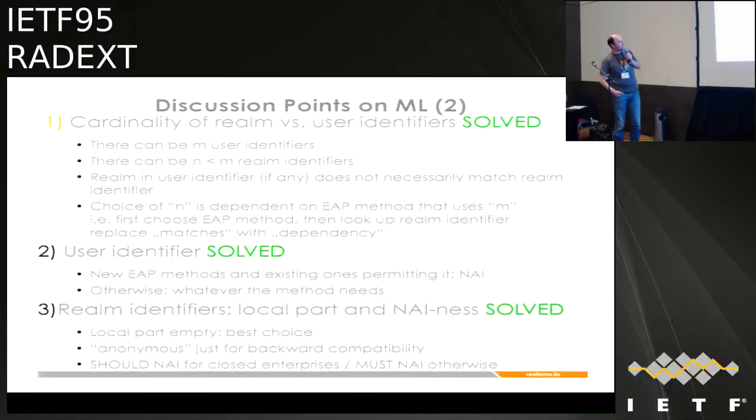Okay, the logic in terms of selecting the realm identifier is first you select an EAP method with which you want to authenticate, then you look up which of the realm identifiers is suitable for using in the EAP response identity, and then you send that realm identifier in EAP response identity.